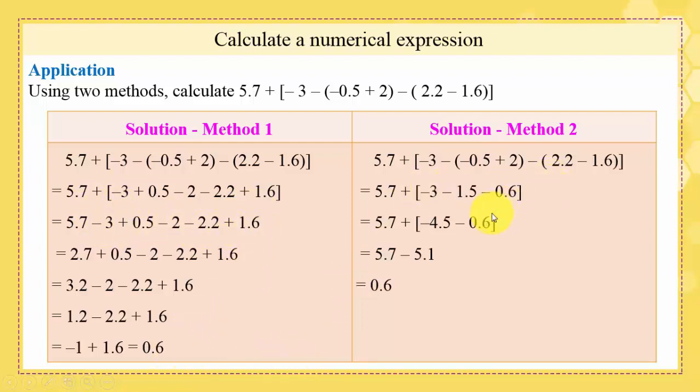Second method, you calculate inside the parentheses. Look here, minus 0.5 plus 2 minus 1.5 and this minus 0.6. You calculate also inside the parentheses to have the last answer, which is 0.6. The two methods will give you the same answer.